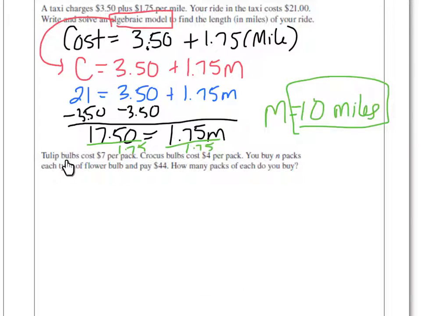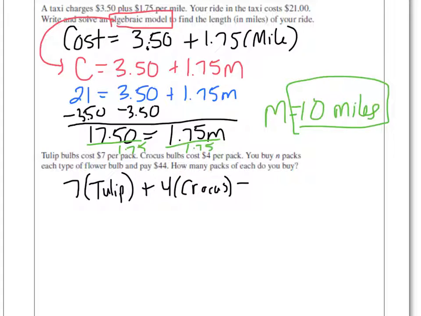The next one here, tulip bulbs cost $7 per pack. Crocus bulbs cost $4 per pack. You buy n packs of each type of flower bulb, and you pay $44. How many packs do you buy of each? Now notice here we buy n packs of each type, so we buy the same number of packs of each type. So let's just write this equation out. So we're going to do $7 times the tulip amount, plus $4 times how many crocuses that we buy, and that's going to be our total cost.